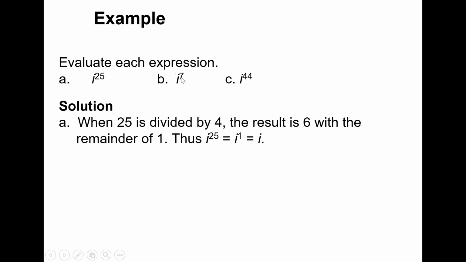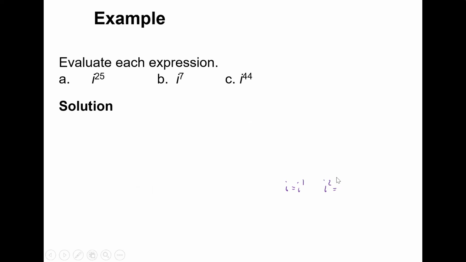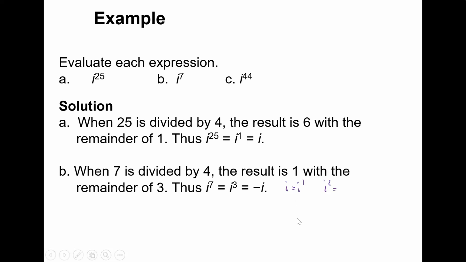What about 23? Dividing that by 4 gives us a remainder of 3, and if we remember, i cubed is equal to a negative i. And another way to think about that is how did they get that? Well, i to the first is i. And then i squared is just negative 1, because if we have the square root of negative 1 equals i, negative 1 equals i squared, so that's negative 1.